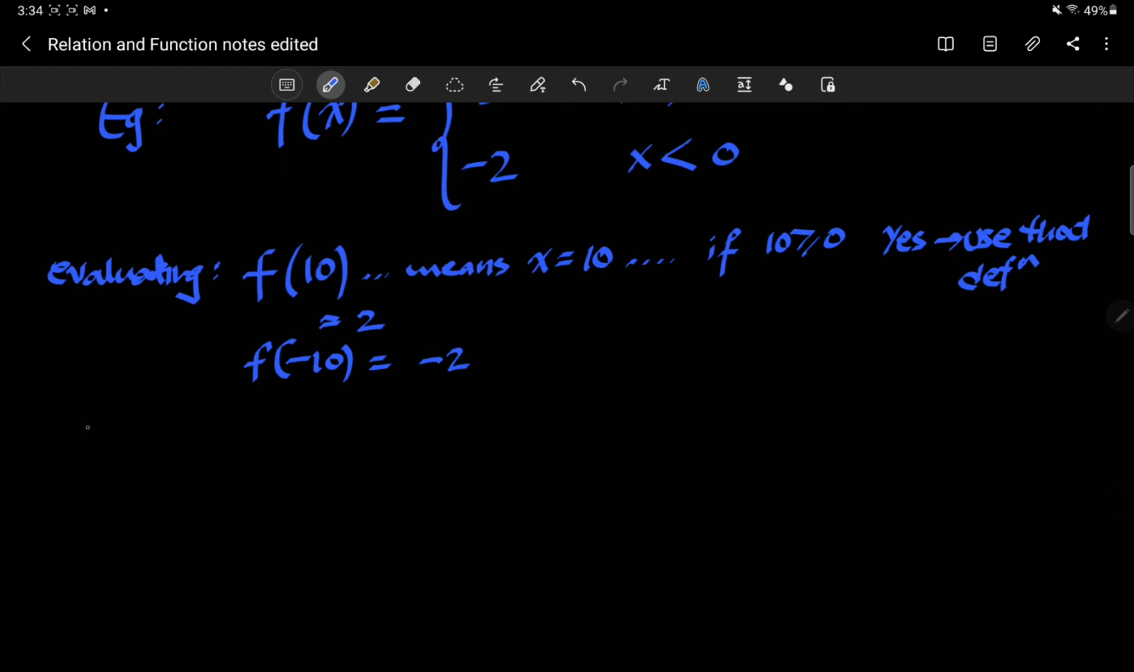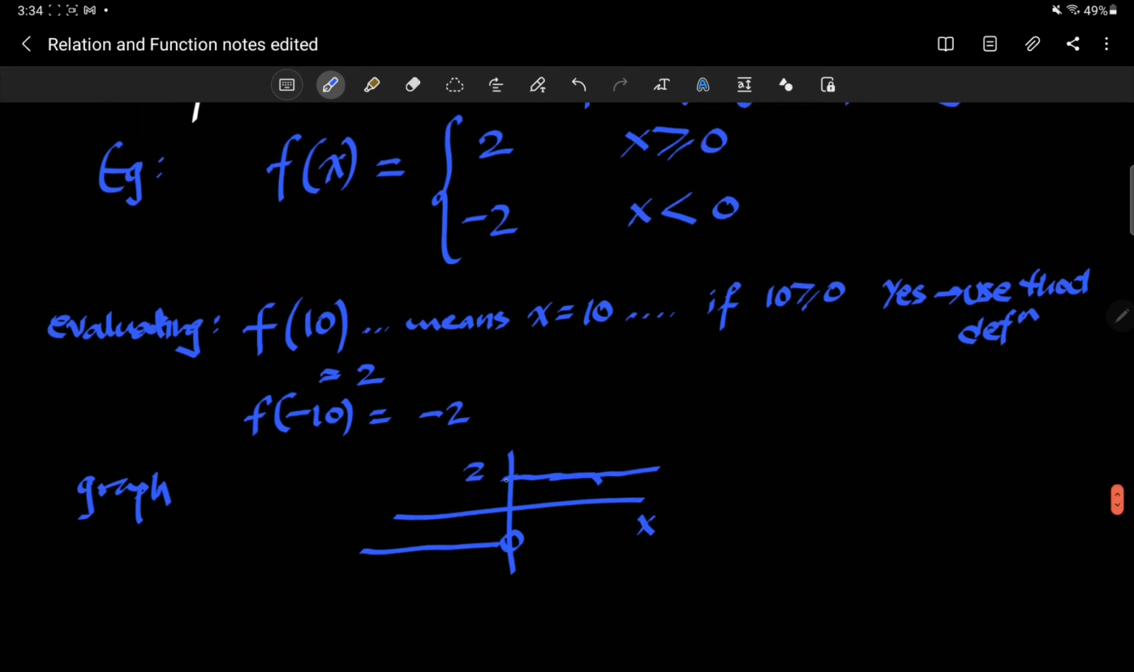If you were to graph this, what this is saying is whenever your input is positive or 0, your output is fixed at 2. So it's just a straight line. And whenever your input is less than 0, the output is negative 2, but this is hollow because at 0, it has value 2. And also because for it to be a function, it has to have one value, not 2.